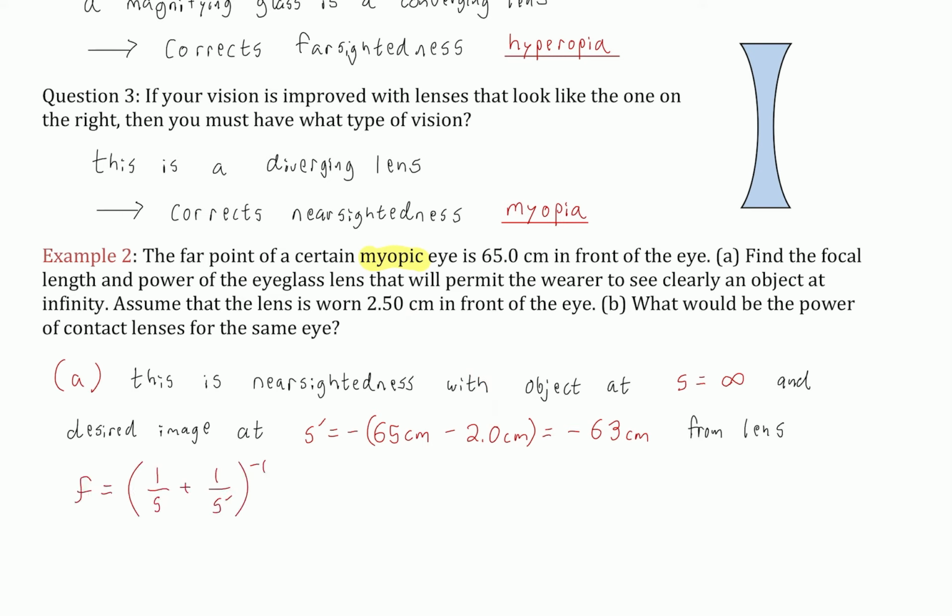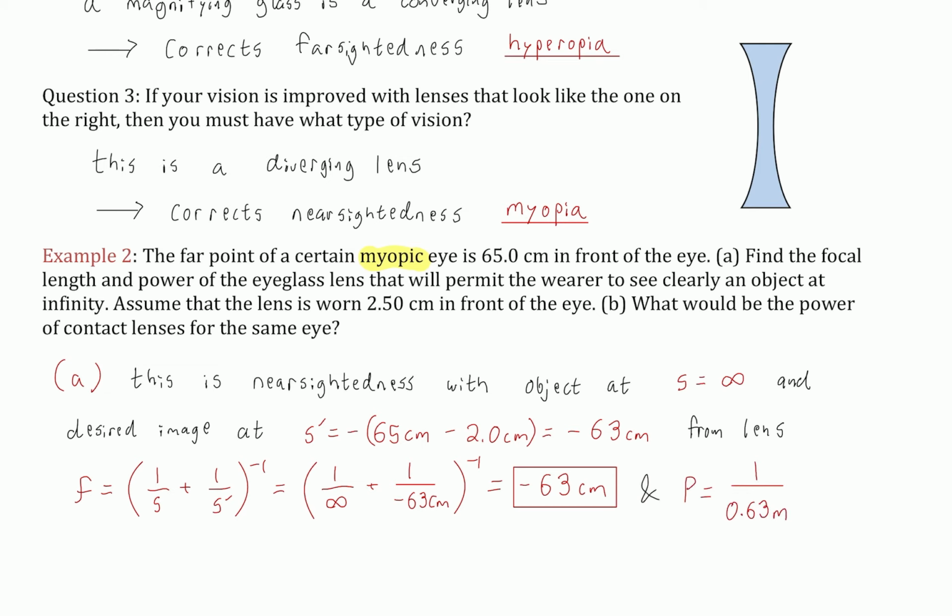So we're going to go ahead and solve for the focal length with that information, just as we did in example 1. The difference here, of course, is that our image is formed at infinity, which makes for a really simple equation, because I just have 1 over something raised to the negative 1 power, which of course is just the number itself. So I get negative 63 centimeters as my focal length. Notice it's negative because after all, this is myopia, and myopia is all about diverging lenses.